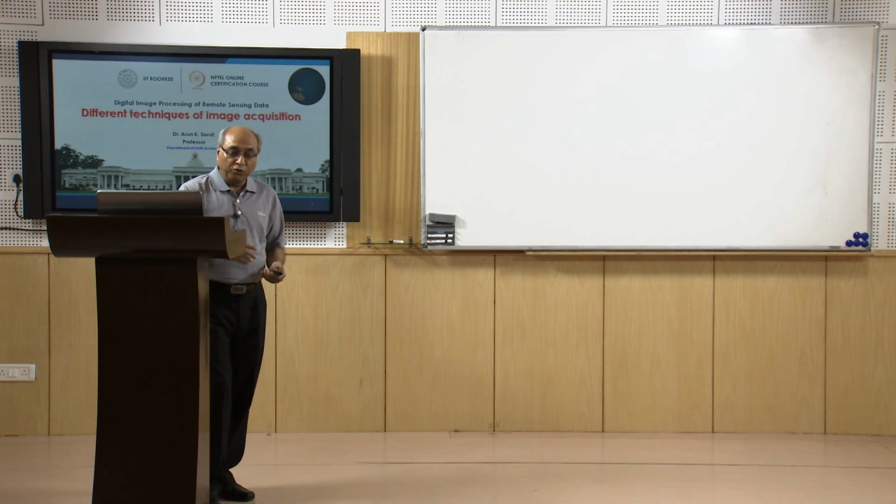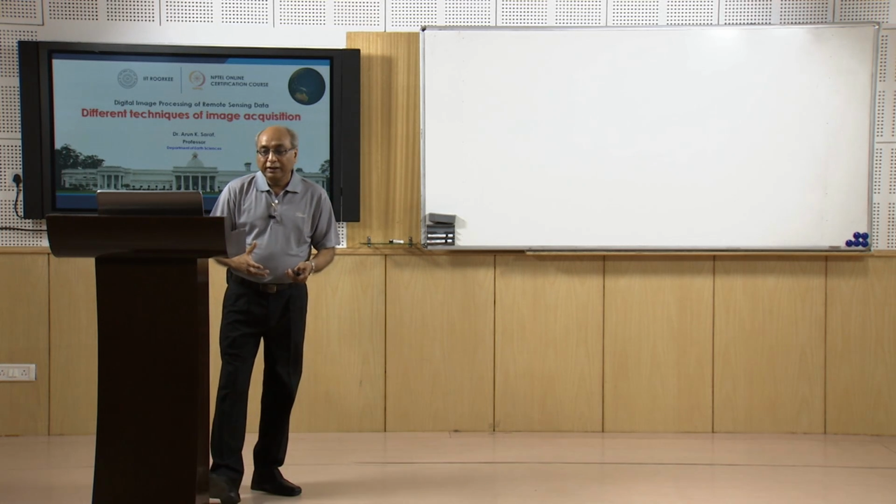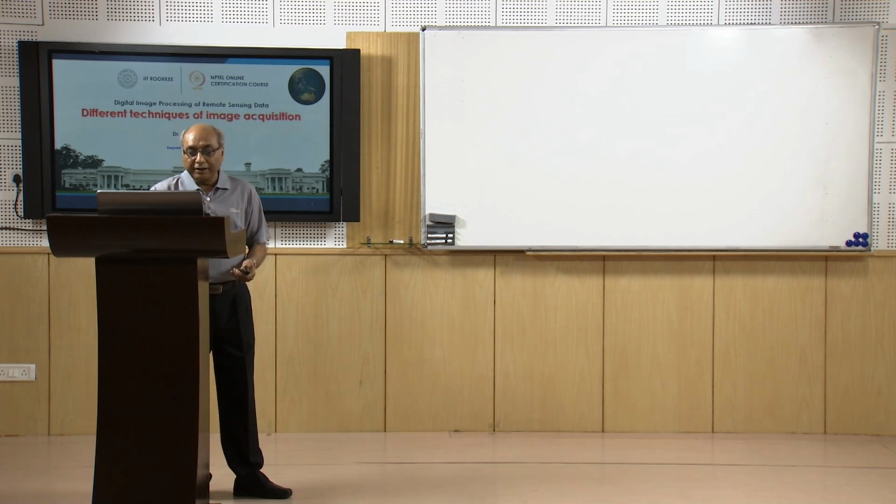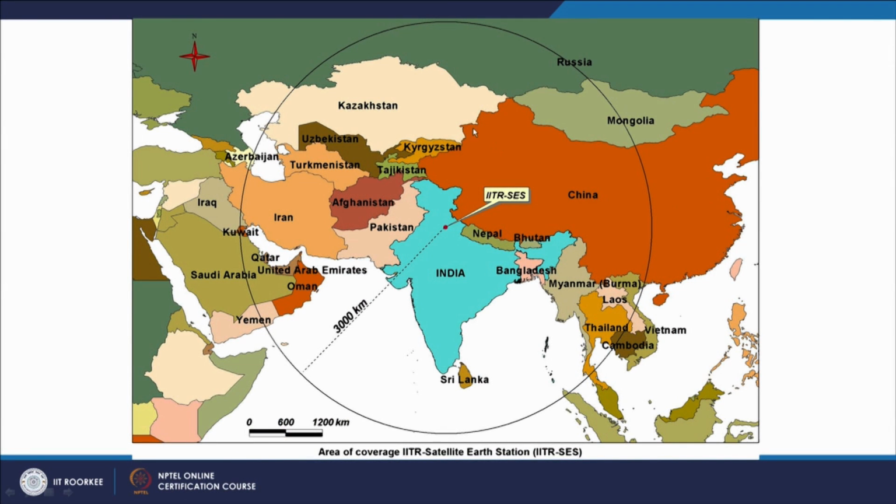Because of relatively lower spatial resolution, it covers a very large area, as you can see, roughly a 3,000 kilometer radius. That means if a satellite is coming from the north and going like this, it need not be overhead of Roorkee, but still we can acquire the data. But when it is overpassing Roorkee, the satellite will be in contact with the earth station longer, and we can acquire a longer strip when there is an overpass. But when we are having side orbits, then the acquisition time is less, but still it covers a very large area.